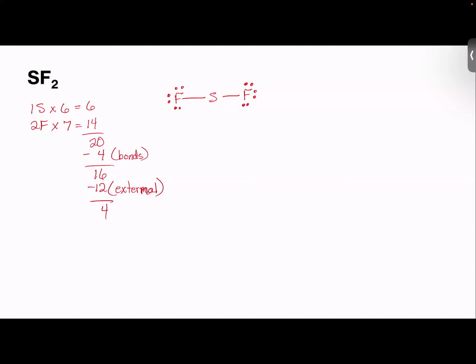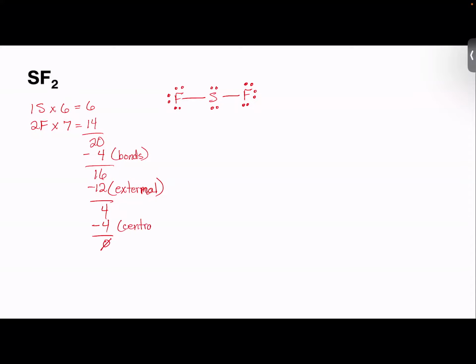That means we still have 4 valence electrons to distribute. Once your external atoms have an octet, if any electrons remain, they are placed on the central atom in pairs. And so we're going to place those 4 electrons on our sulfur atom in pairs. And we'll subtract out that 4, and we are left with 0.